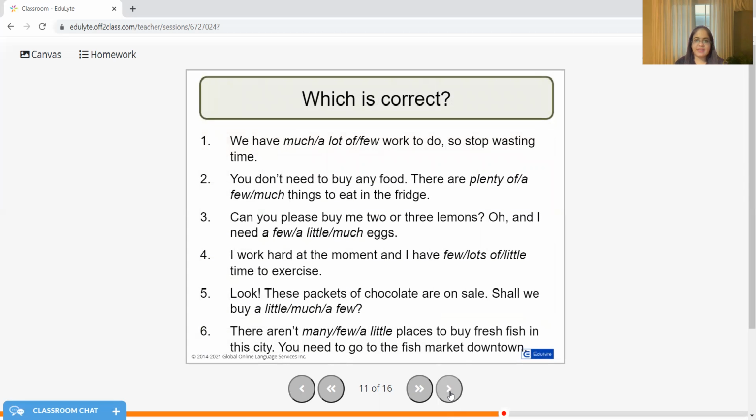So let's identify the correct option. We have a lot of work to do. You don't need to buy food. There are plenty of things to eat in the fridge. Can you please buy me 2 or 3 lemons? Oh, and I need a few eggs. I work hard at the moment and I have little time to exercise. Look, these packets of chocolates are on sale. Shall we buy a few of them? There aren't many places to buy fresh fish in this city.